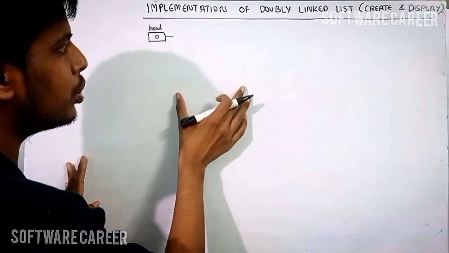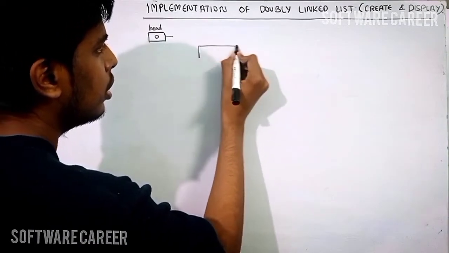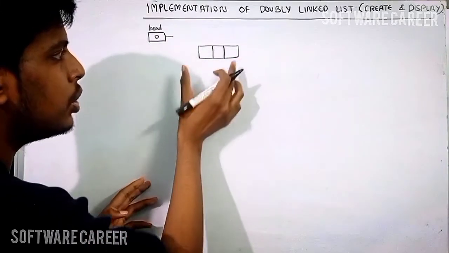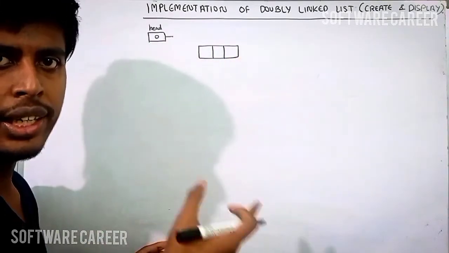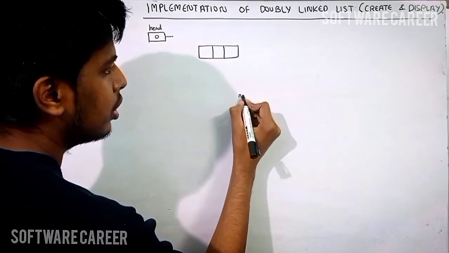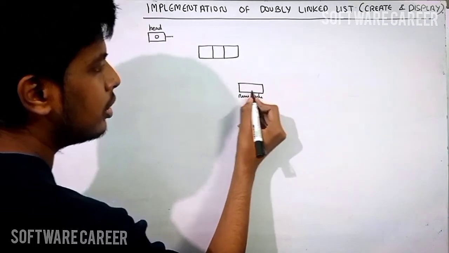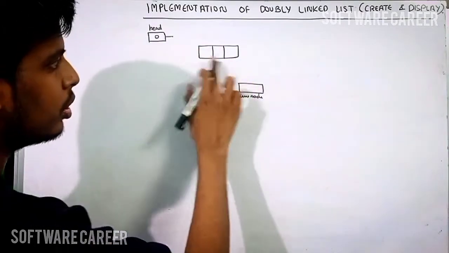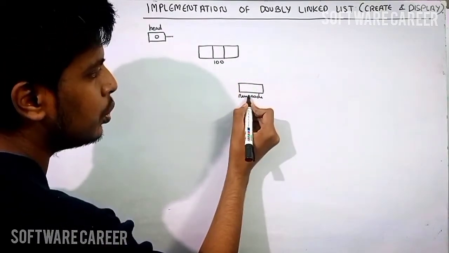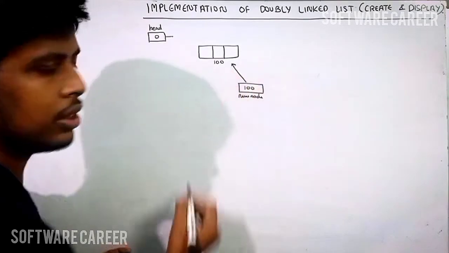Now you should create the first node. I am creating that new node. See here, this is a new node. Now I should access this new node. How can I access it? By using a pointer. So I am creating a pointer called new node, and this is used to point to this node. Let's say the address of this node is 100. So the new node pointer stores the address 100, and this pointer points towards this node.